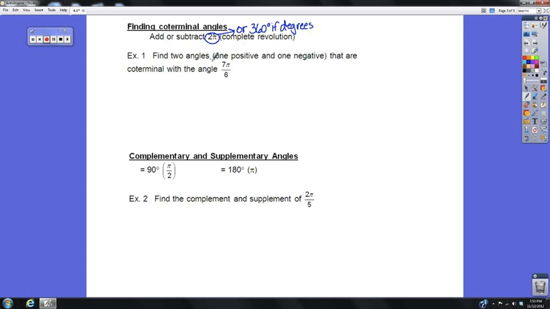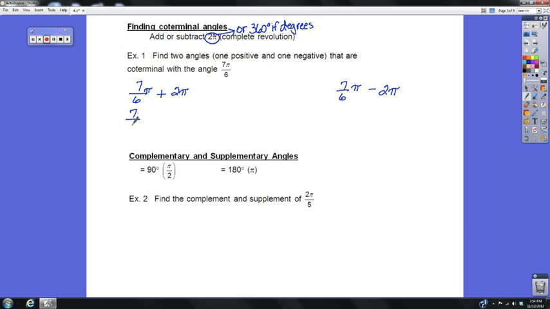So find two angles, one positive and one negative, that are coterminal, means they start and stop at the same place, with the angle 7/6 pi. So I'm going to have 7/6 pi, and I'm going to add a complete revolution in the positive direction, and then I'm going to come over here and I'm going to have 7/6 pi, and I'm going to subtract a complete revolution. In other words, I'm going to go in the positive direction and I'm going to go in the negative direction. Well, in order to add fractions, I need a common denominator.